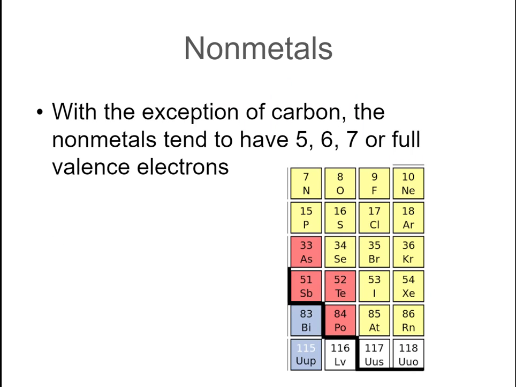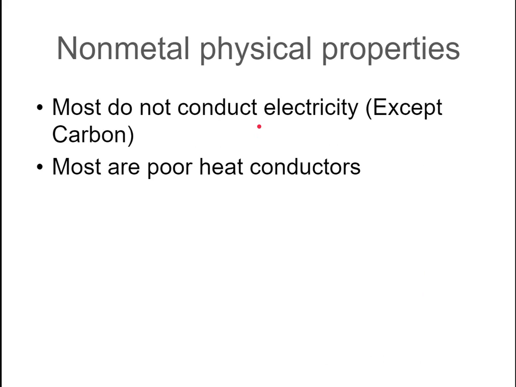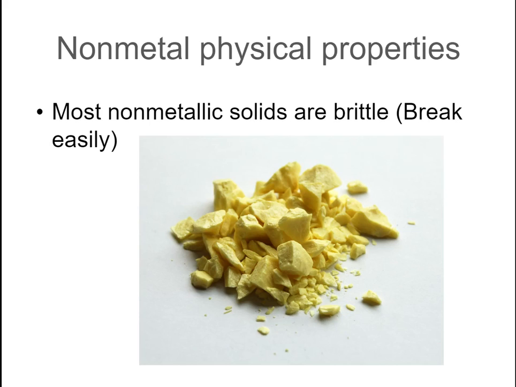With the exception of carbon, the nonmetals tend to have 5, 6, 7, or full valence electrons. You'll see that carbon would be right here. Most do not conduct electricity except for carbon. Most are poor heat conductors, and most nonmetallic solids are brittle. That means that they break easily.